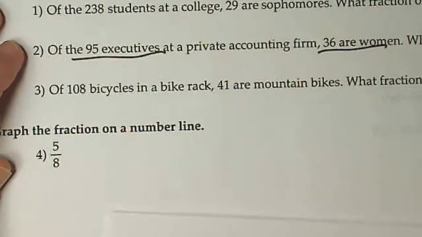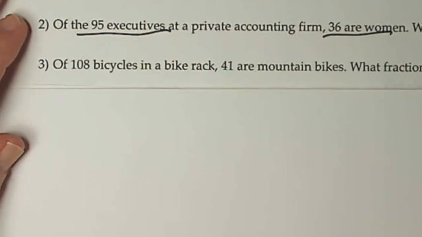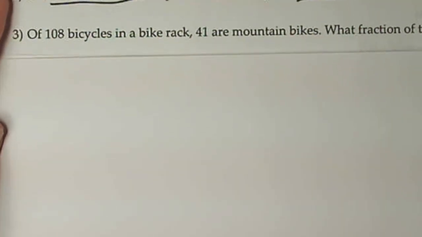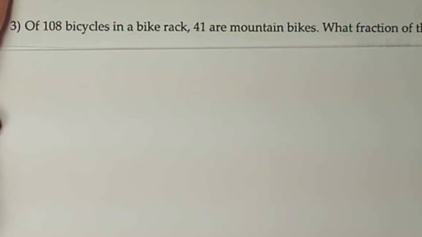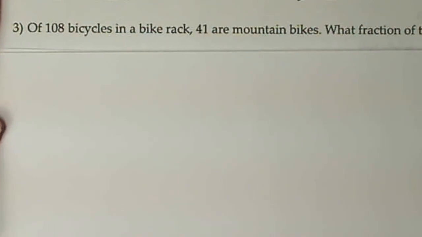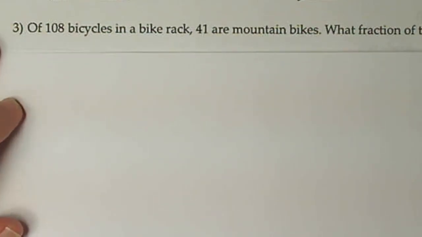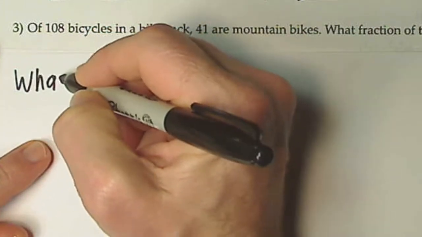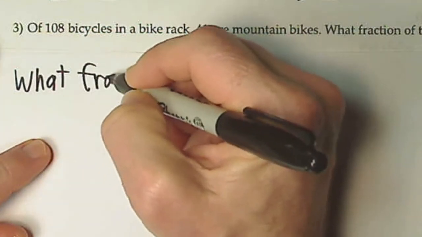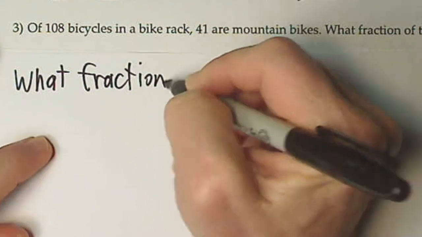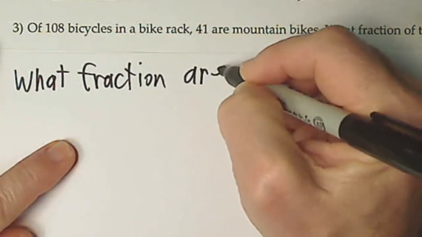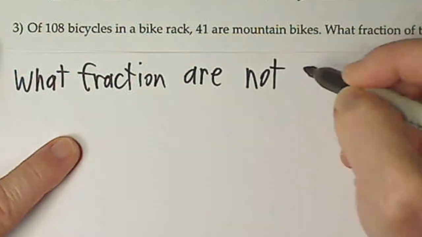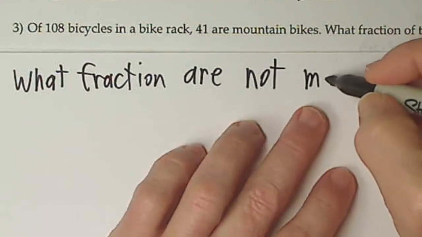If we move on to number 3, they can ask these questions in a slightly different way. Of 108 bicycles in a bike rack, 41 are mountain bikes. And then it says, what fraction are not mountain bikes?